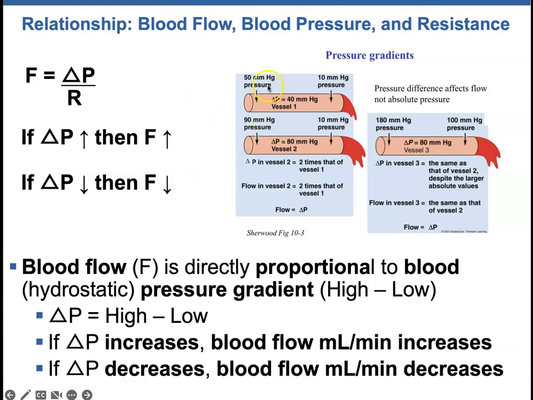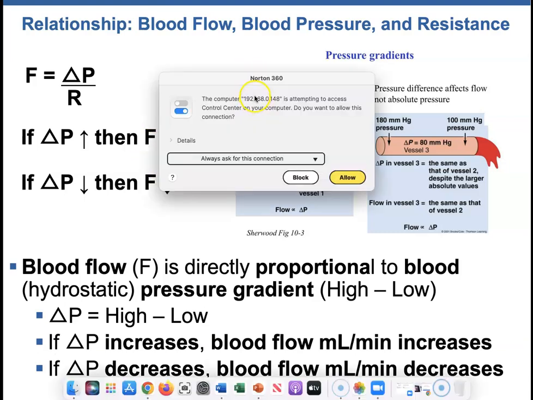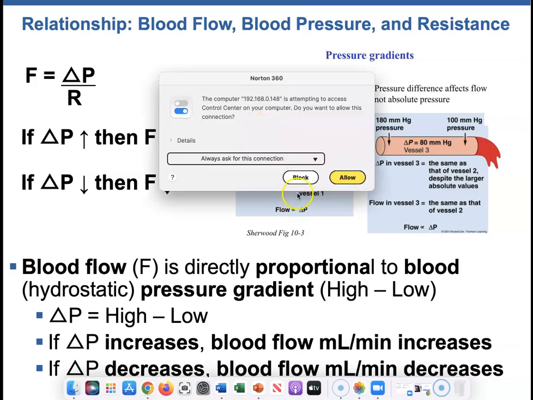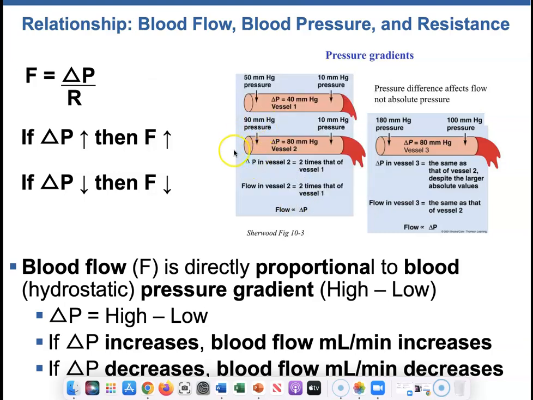So what you see over here is here at the beginning, we're at 50, right? And then from here, we're going to move to where it's at 10. So here, your delta P, your difference, right? Your pressure gradient is at 40. Now we move to another vessel. Now what we did is we increased the actual P, right? So this is 90 now, and then at the end it's 10. So now the delta P went to 80. So in here, now we have double, right, the amount of flow that we had in the first vessel because it increased. So if the pressure gradient increases, then the flow is going to increase.